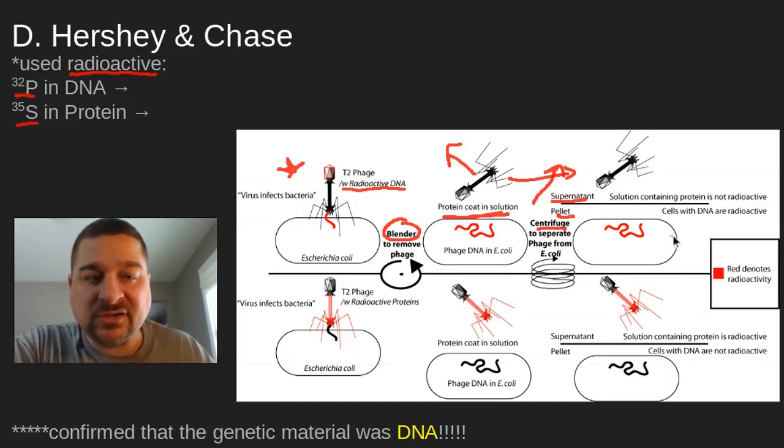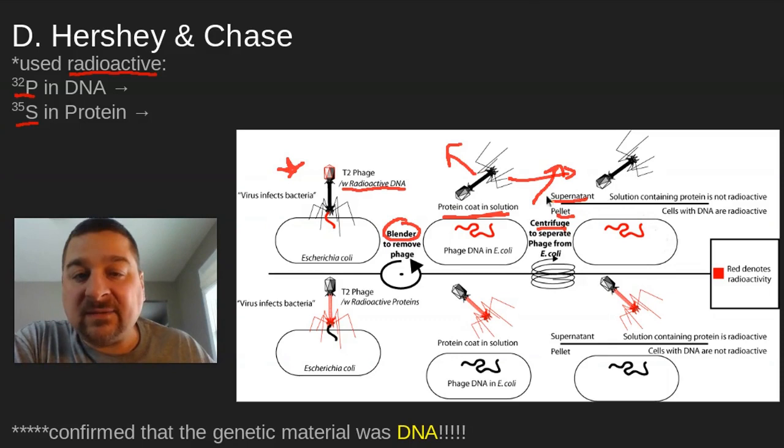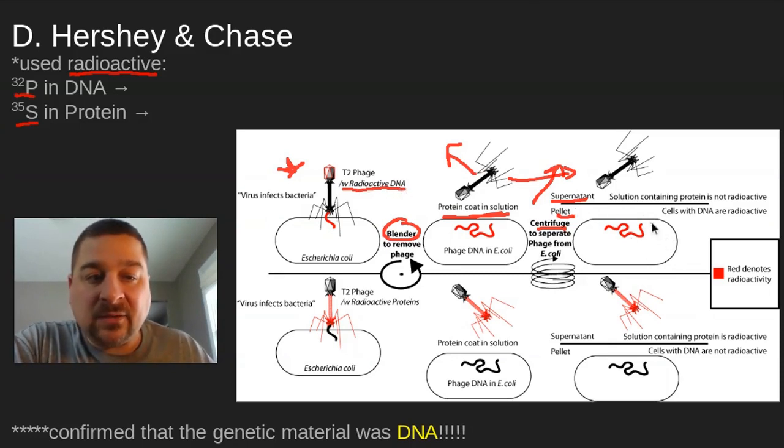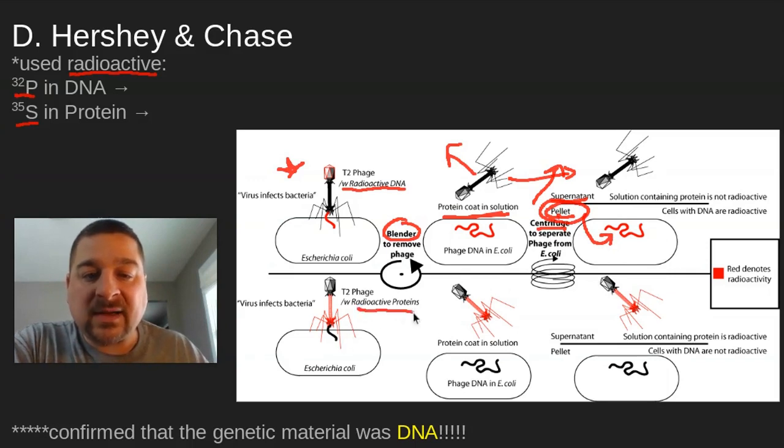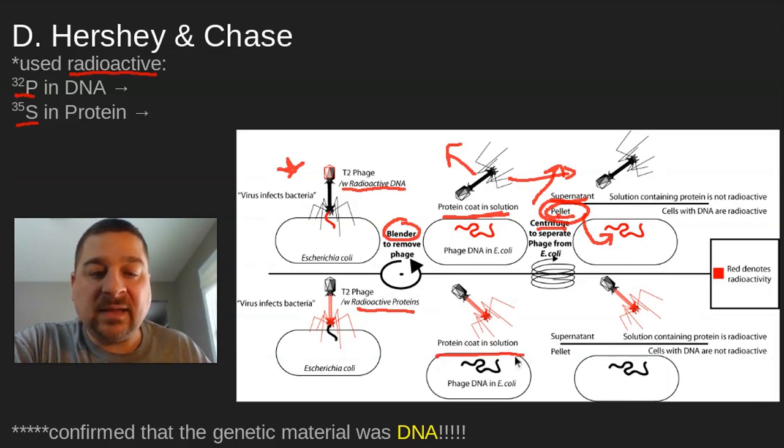So they tested the solution. Where was the radioactivity? When they did the radioactive DNA, the radioactivity was in the pellet, which means it was in the bacteria. When they used a radioactive protein, and they took the blender, removed the viruses from the bacteria that were infecting the bacteria, and then they centrifuged it, they noticed that the 35S was in the supernatant, or the liquidy part.